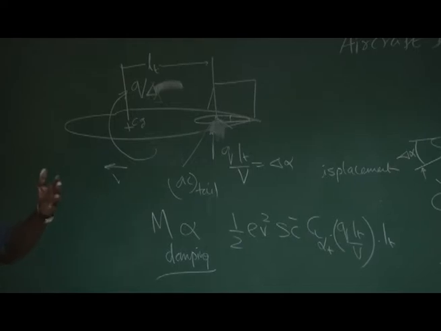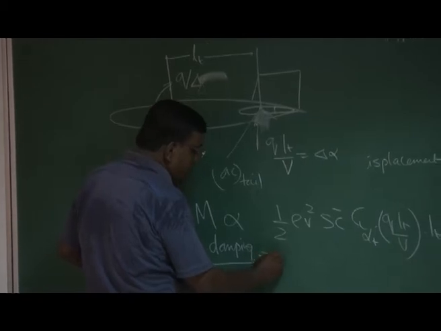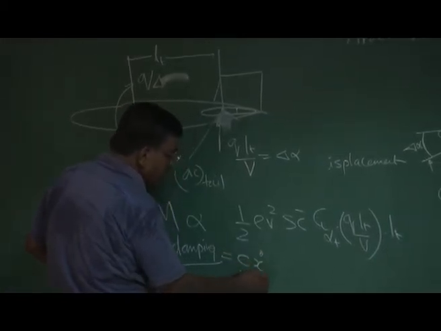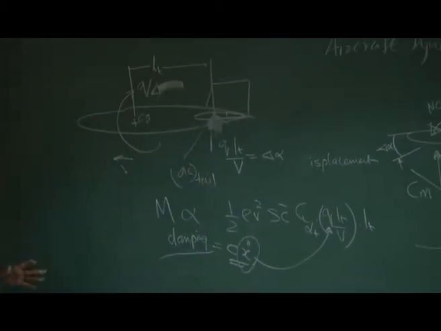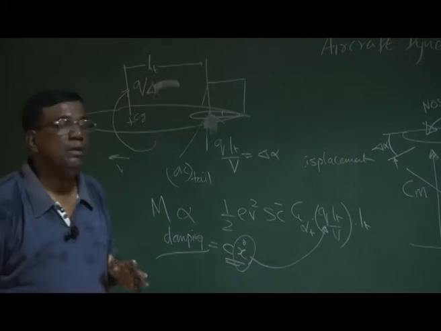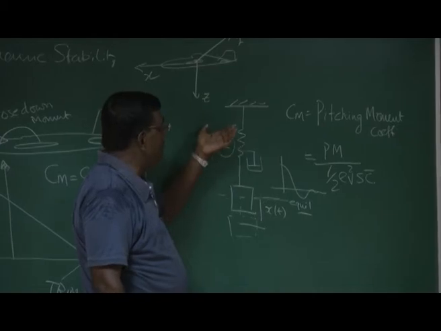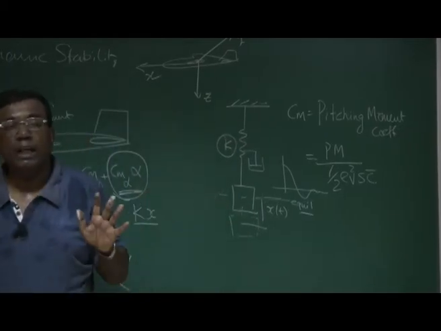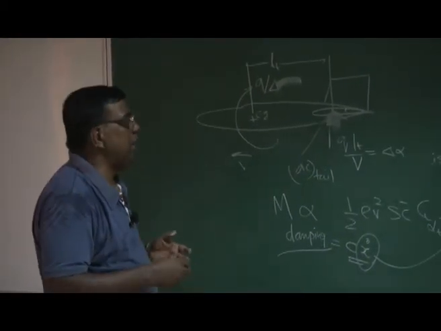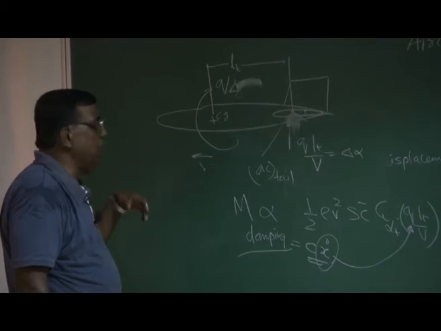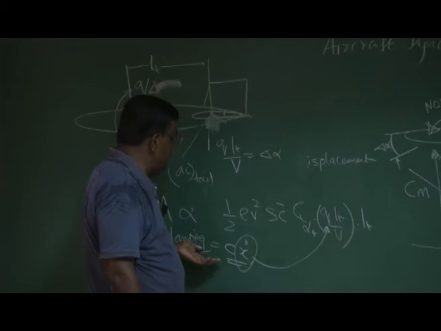Earlier, Cm alpha into alpha was stiffness. So this is damping. This is analogous to C x dot. x dot is nothing but, it is like Q. So I see that the dynamics of an airplane can easily be modeled in a restricted sense if I understand a mass spring damper system. Right? Is it clear? So that is why we always give the example of a mass spring damper system before we come to aircraft dynamic stability.